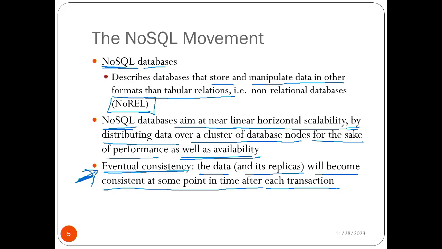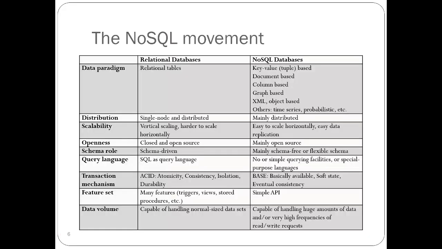Okay, so let me take you to this slide, probably the last slide for it, and see how the relational database is different from NoSQL database. So, the data paradigm: the data is stored in relational tables in relational databases, whereas in NoSQL databases we have so many options: key-value, document based, column based, graph based, object based. And in case of distribution, for relational, data is mostly in a single node or could be distributed, whereas in NoSQL it is mainly distributed.